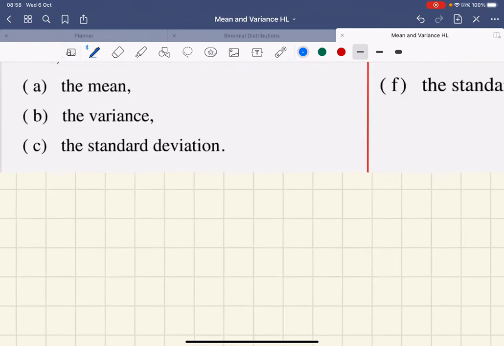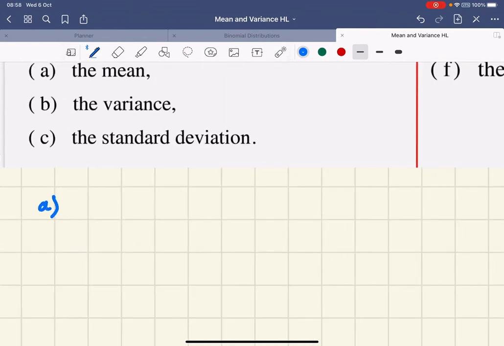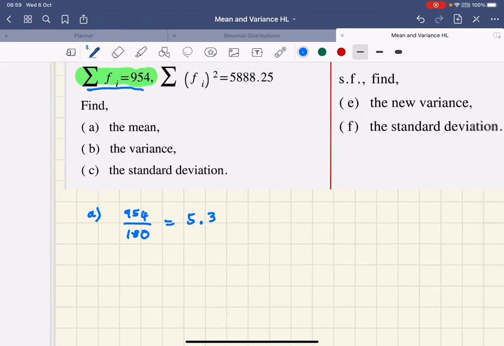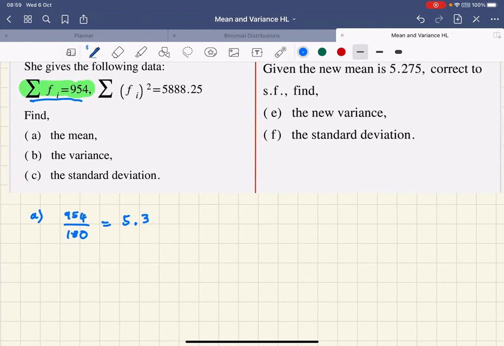So to get the mean, what we'd have to do is to take that number, which is 954, and divide it by the 180. I've got a calculator here handy. So 954 divided by 180 is 5.3. So that's the first one. That's quite straightforward. Now the variance formula is slightly different.